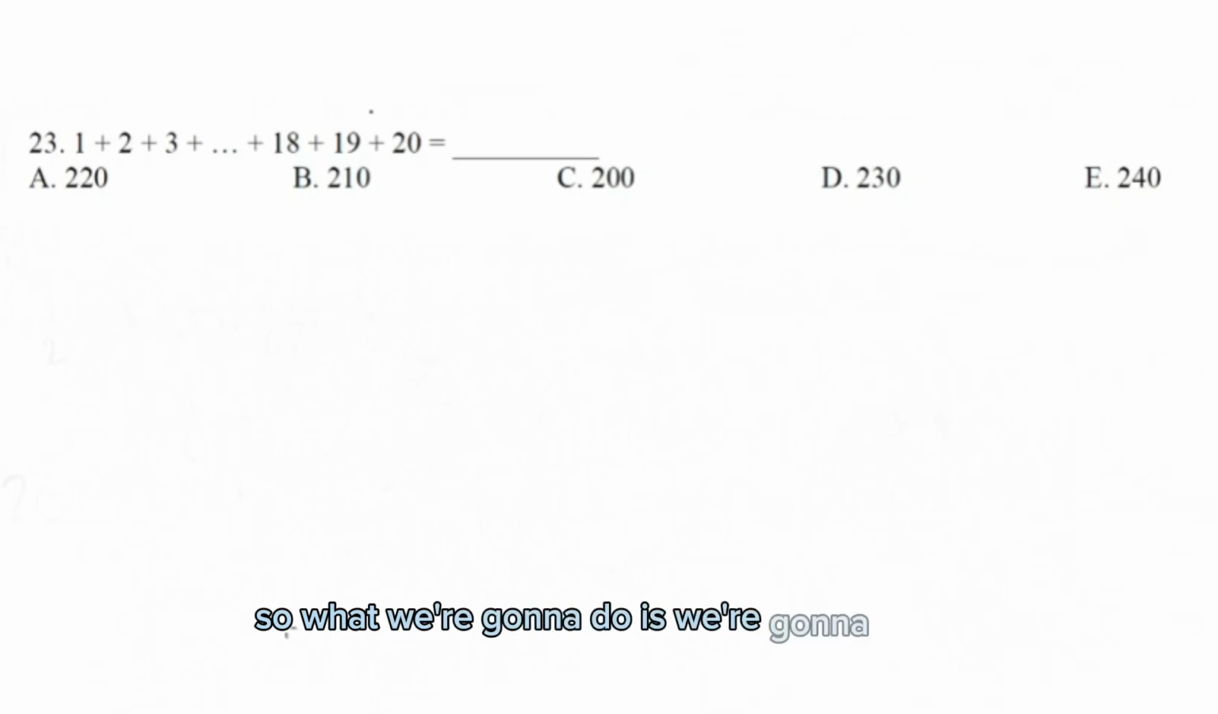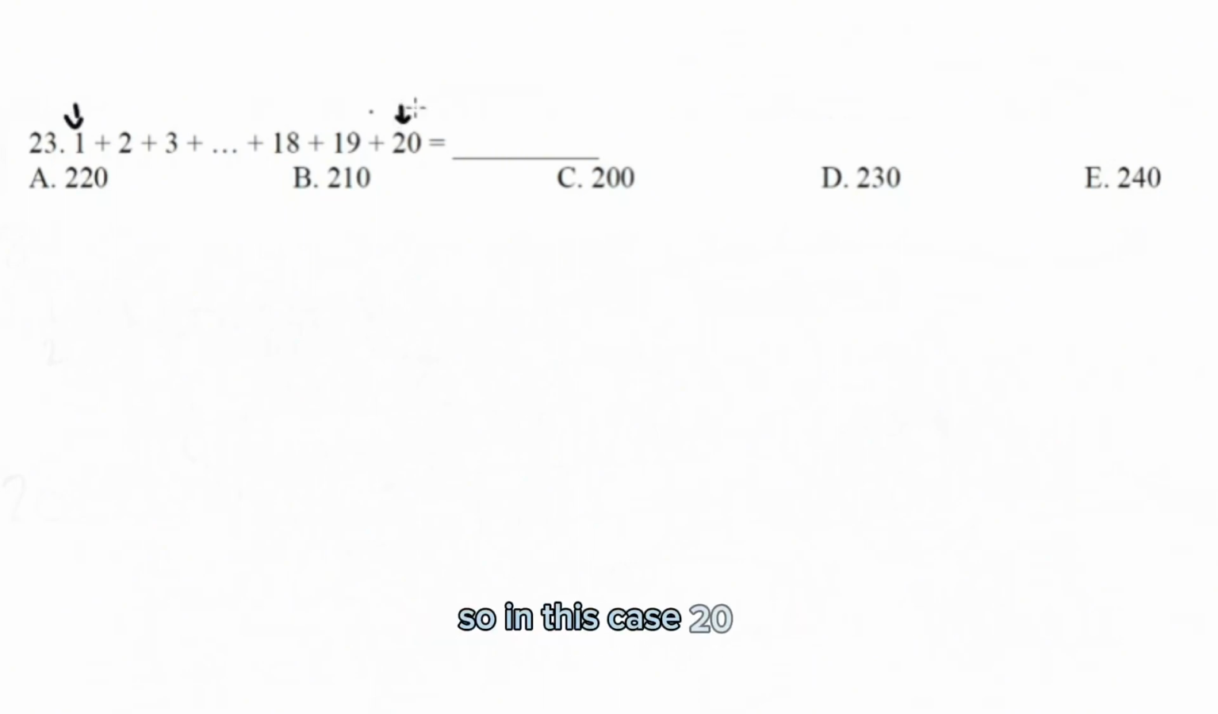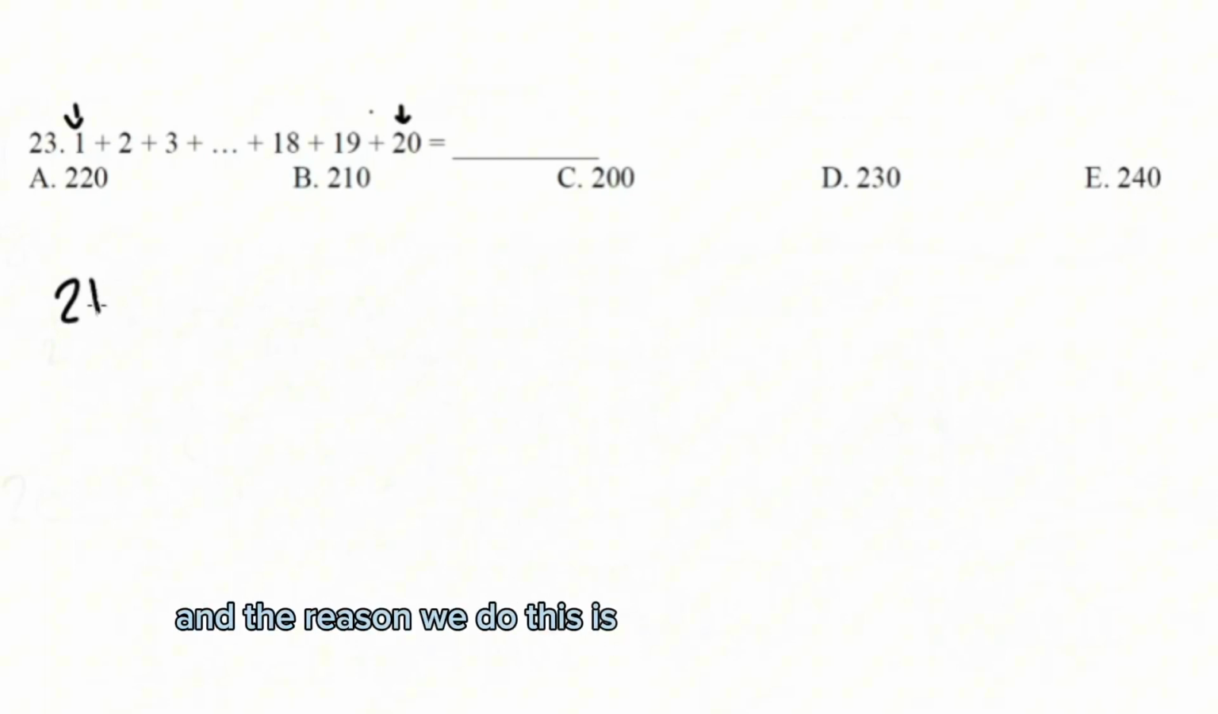So what we're going to do is use a technique called summation. What summation is, you take the first term and you take the last term and you add them together. So in this case 20 plus 1, which is 21. And the reason we do this is, if you see the second term and the second last term, that's 19 plus 2.